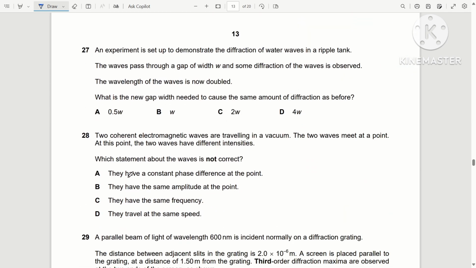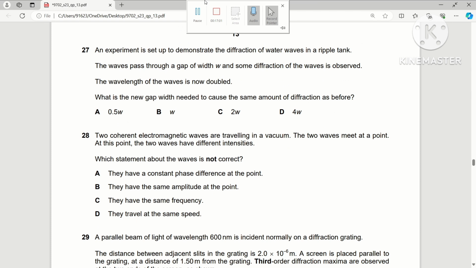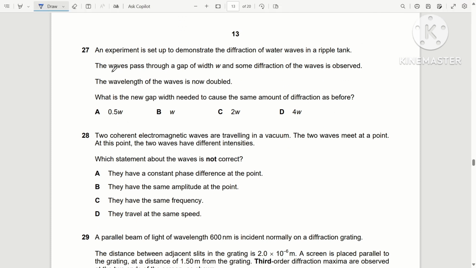Question 27. An experiment is set up to demonstrate the diffraction of water waves in a ripple tank. The waves pass through a gap with width W and some diffraction of the waves is observed. The wavelength is doubled. What is the new gap to cause the same amount of diffraction? So if wavelength is doubled, the gap should also be doubled.